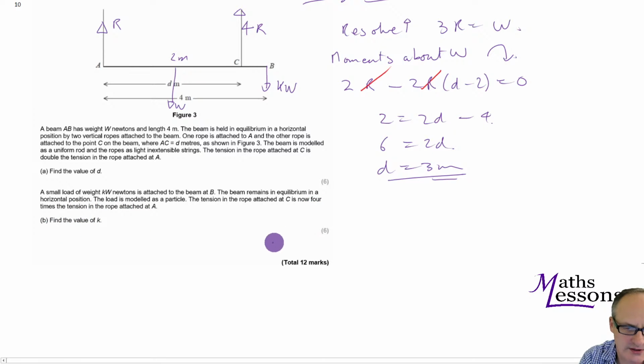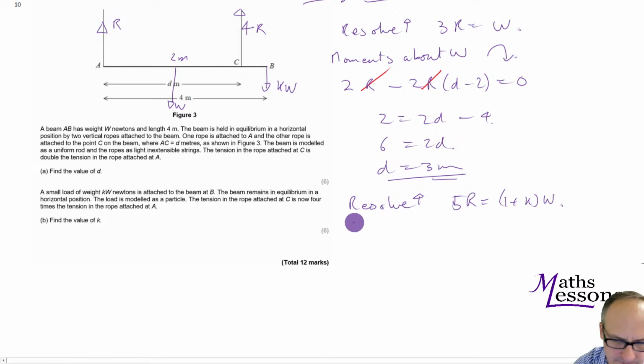Now, if we do a quick resolving vertically, what we can see is we've got 5R, which will equal what we've got here. We've got W and we've got a kW, so we're going to have a (1 plus k) lot of W going on there. And if we take moments about, let's go for A now, we take moments about A.